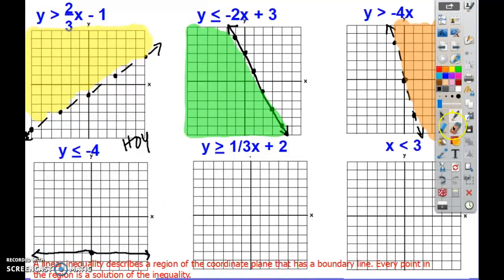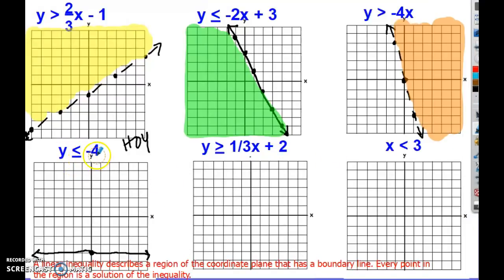Where am I shading? Well, y is less than or equal to -4. So the y's that are less than, the y-intercept is here. This is greater. The less than region is down here.